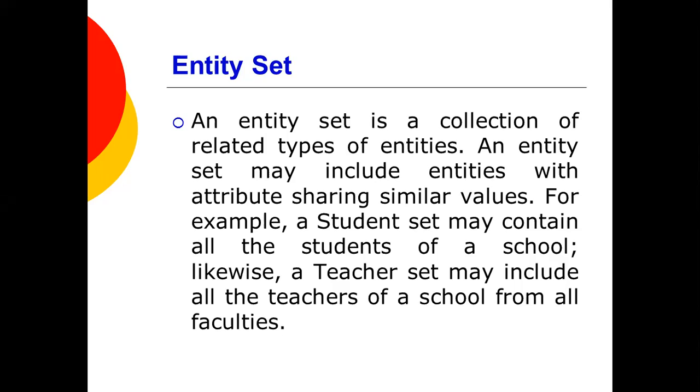An entity set may include entities with attributes sharing similar values. For example, a student set may contain all the students of a school. So entity set for a student means we can consider students of a school, and also there is the involvement of the teachers of a school. So another entity we can form. Attributes means it is a complete set, the entity set, that is the data related to the teacher or the data related to the students. Then it is called the entity set.